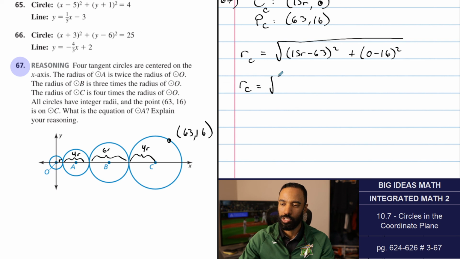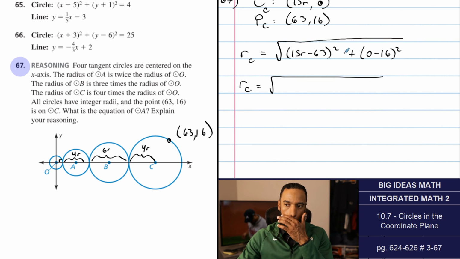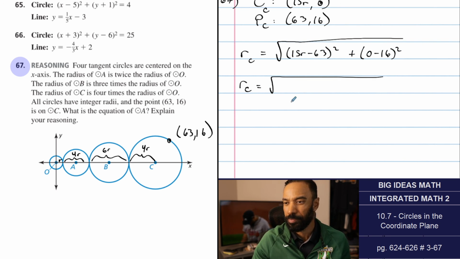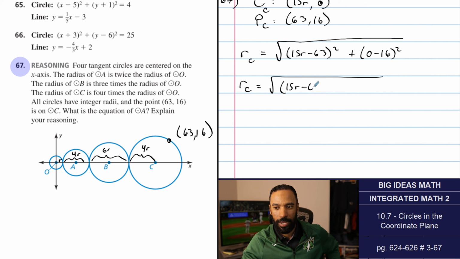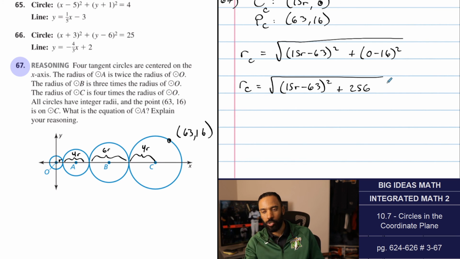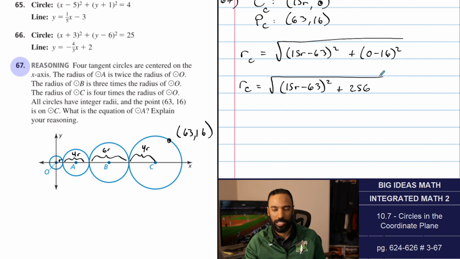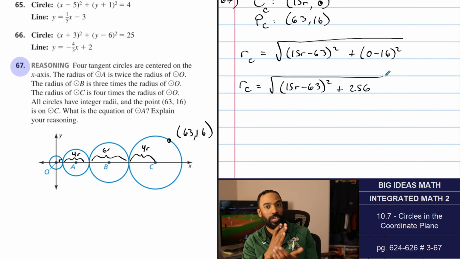So that'll be square root of, that's a lot to expand. I have to think about what I want to do with this as a whole when I get there. Maybe I can keep it as that. 15r minus 63 quantity squared, plus 256 there. Now, I never planned on actually doing a square root bit here, but I need to make sure when I take the square root of this, I get a whole number.